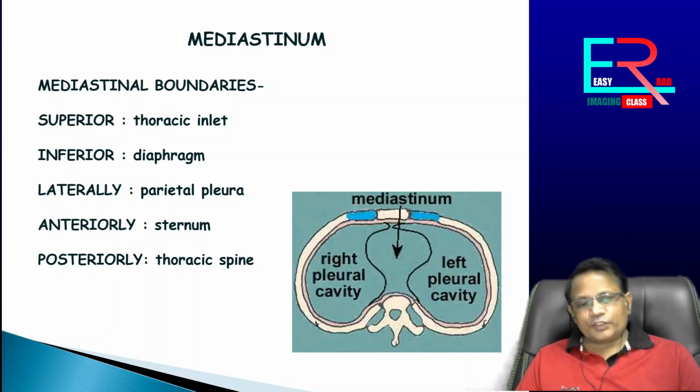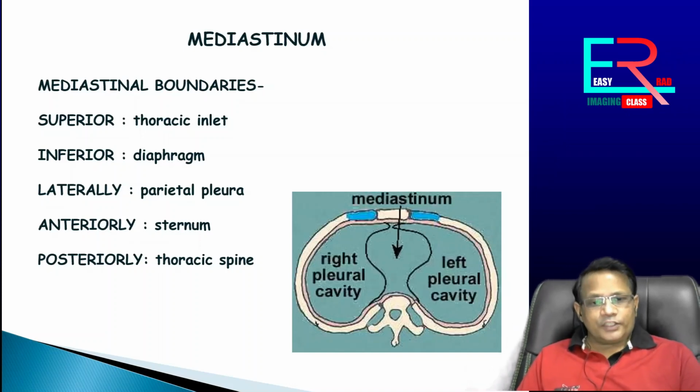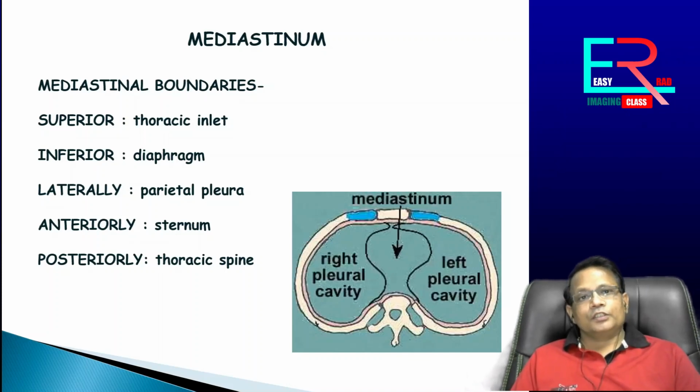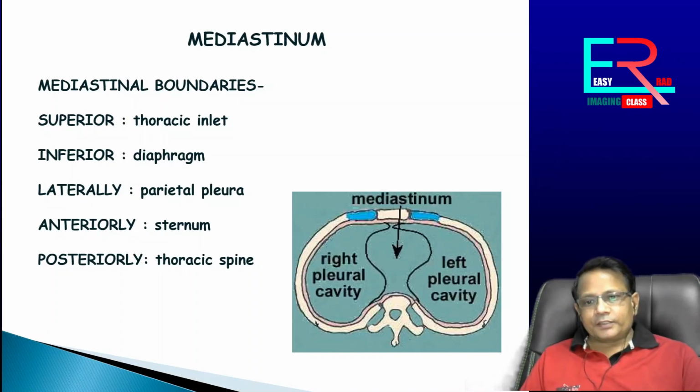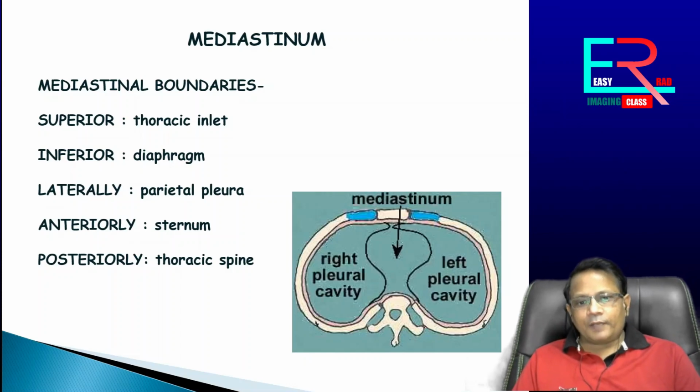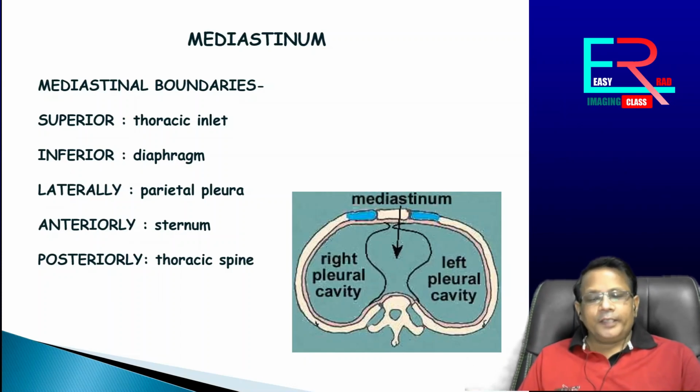It is an important space in the chest. The superior boundary is usually the thoracic inlet, inferiorly it is bounded by the diaphragm, laterally by the parietal pleura, anteriorly by the sternum, and posteriorly by the thoracic spine.